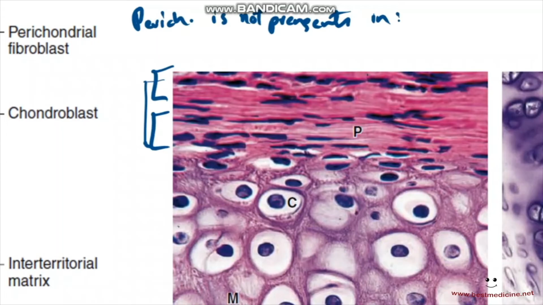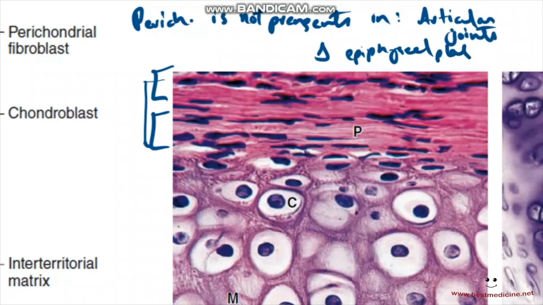articular joints, and epiphyseal plates. Okay, epiphyseal plates are the plates of growing long bones, and articular joints, we know what articular joints are, and perichondrium is not present in the articular joints or the epiphyseal plate.